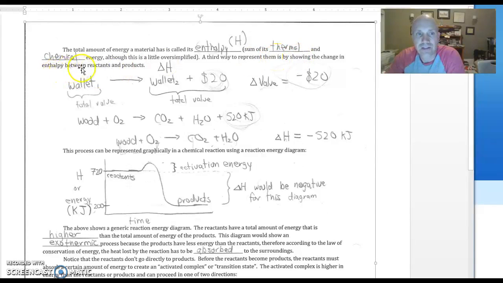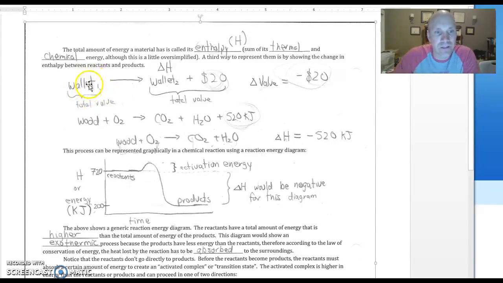That is to show energy being released or created as a change in the enthalpy value, or what would be considered a delta H. So to give an example of how that would work, I want to give a hypothetical example.